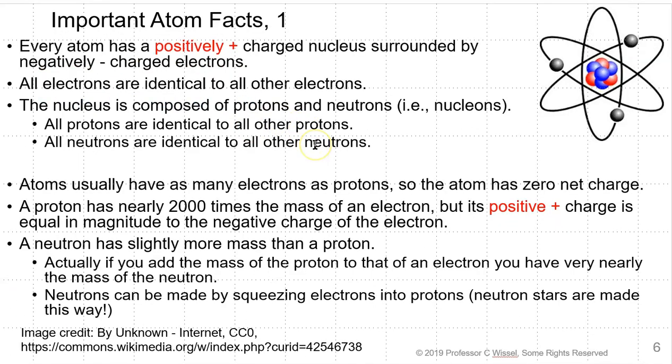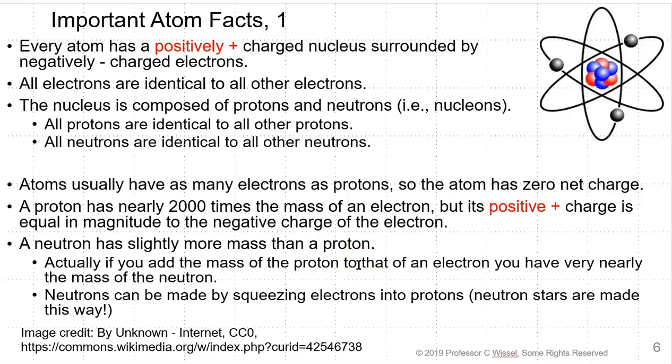So every atom has a positively charged nucleus surrounded by negatively charged electrons. All electrons are identical twins to all other electrons. The nucleus is composed of protons and neutrons, otherwise known as nucleons. All protons are identical twins to all other protons, and all neutrons are identical twins to other neutrons. Atoms usually have as many electrons as protons, so the atom has zero net charge.